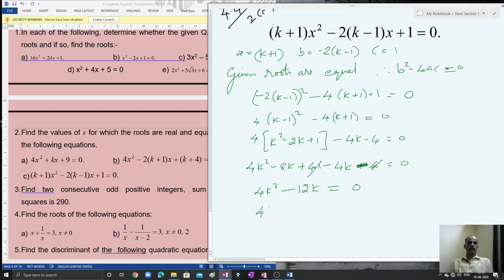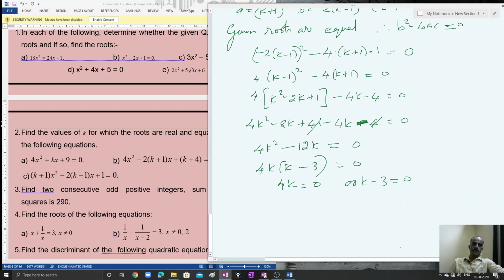Here what is common? 4k is common, so 4k into k minus 3 is equal to 0. The product of two things is 0, so 4k is equal to 0 or k minus 3 equal to 0, either of them can be 0. That means in this case either k equal to 0 or k is equal to 3.